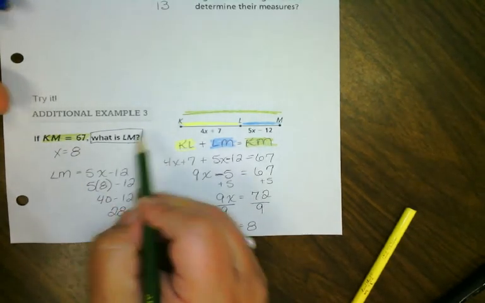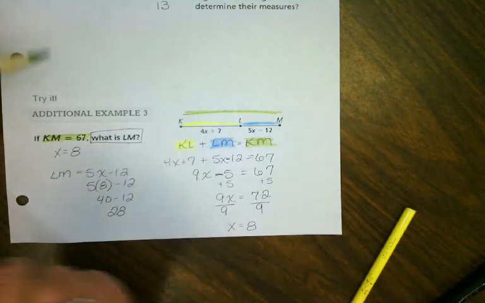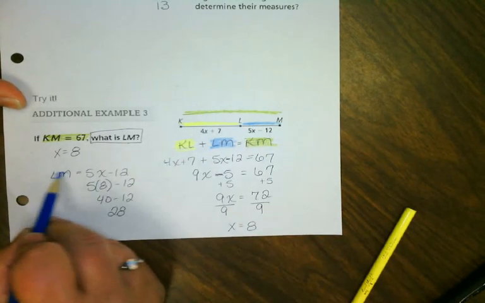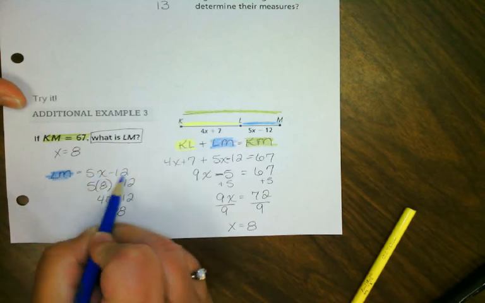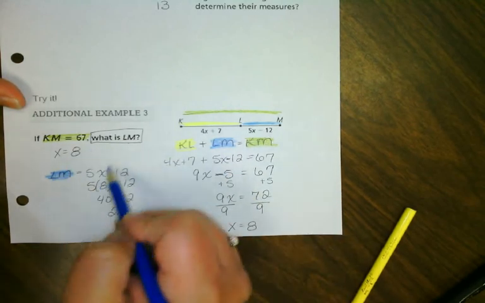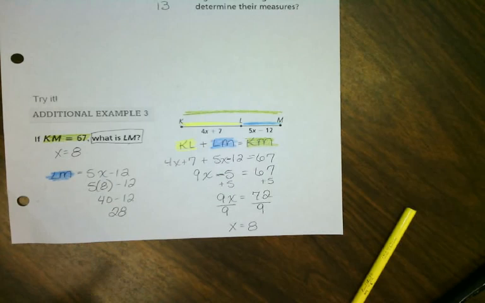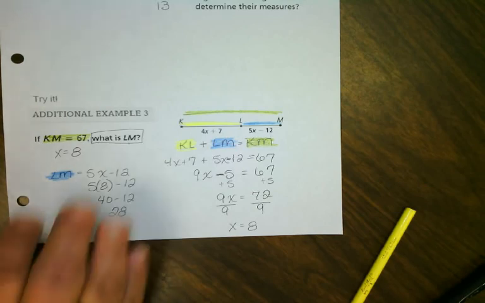But the final thing said, what is LM? And LM was our blue section over here. So we had to pull back out our expression and plug our x value into it. That's almost always the case. You're going to have to find the value of the variable before you can answer the question to a geometry question. That's life in geometry land.